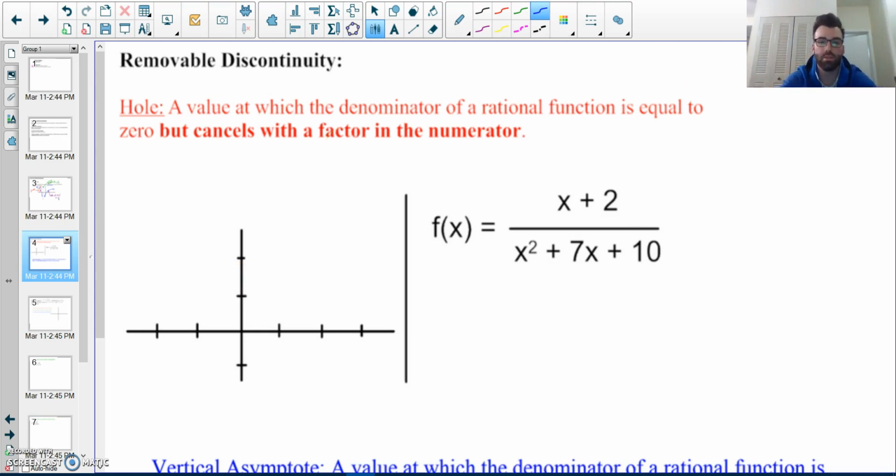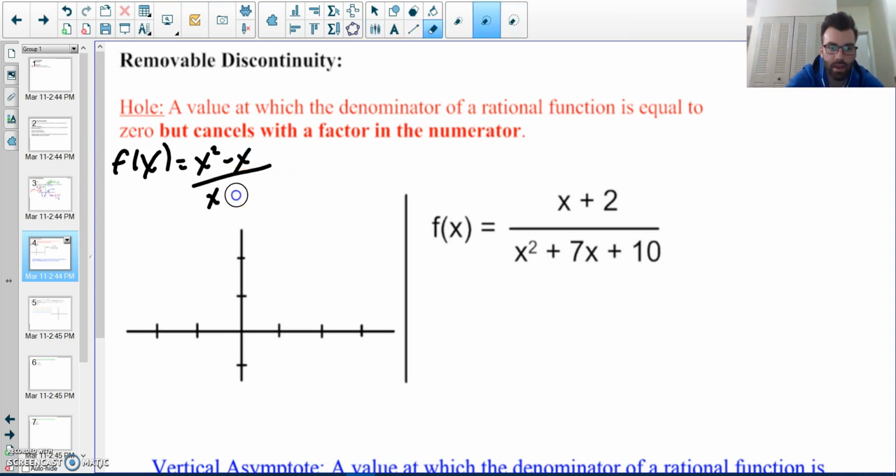So what I want you to do is graph this function: f of x equals x squared minus x over x minus 1. I want you to do that in your graphing calculator. You're going to need your graphing calculator for this video. I should have said at the beginning. My fault, I apologize.